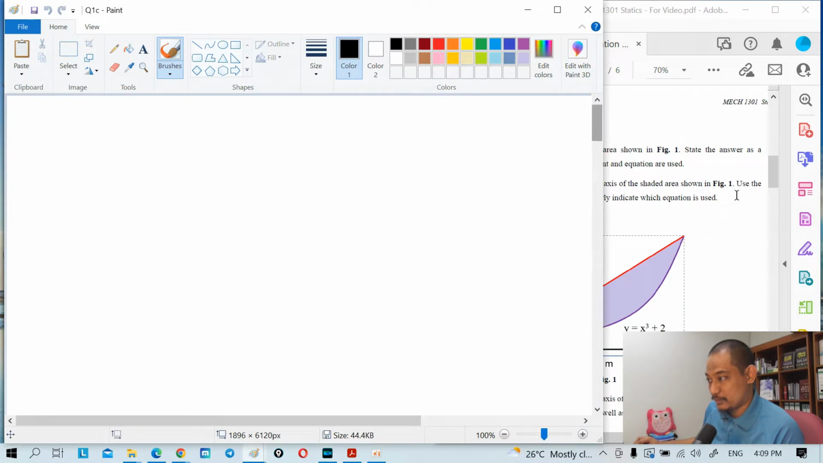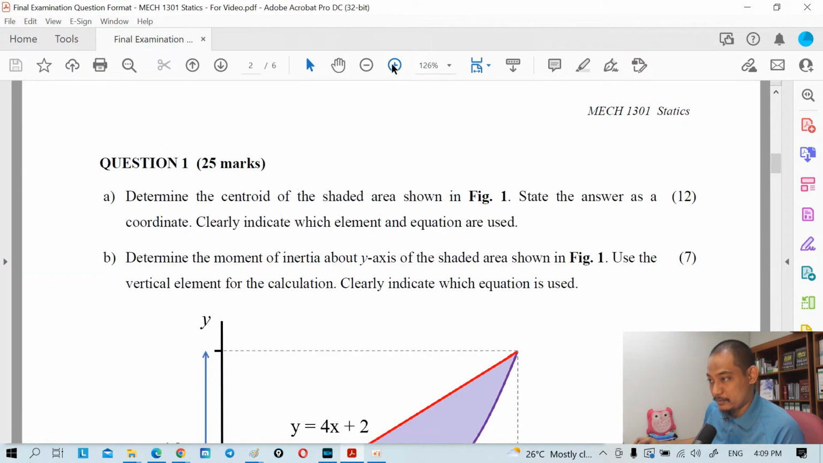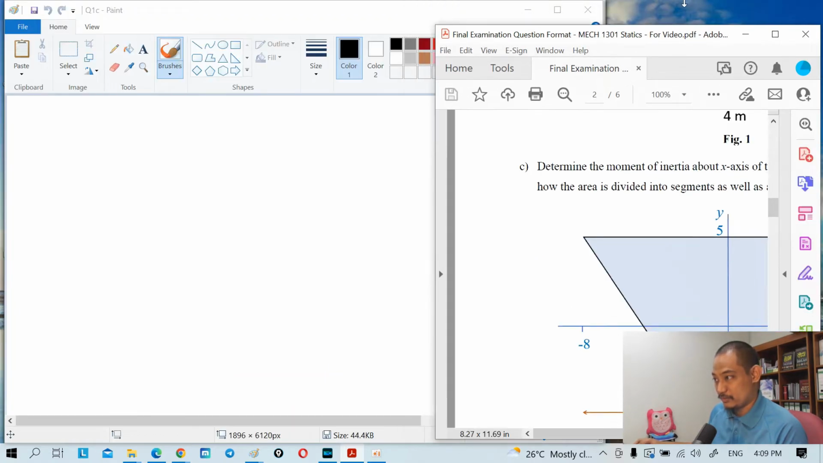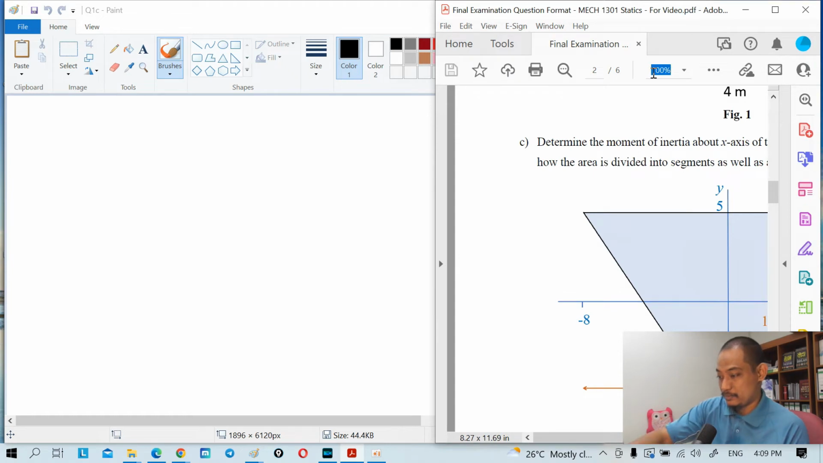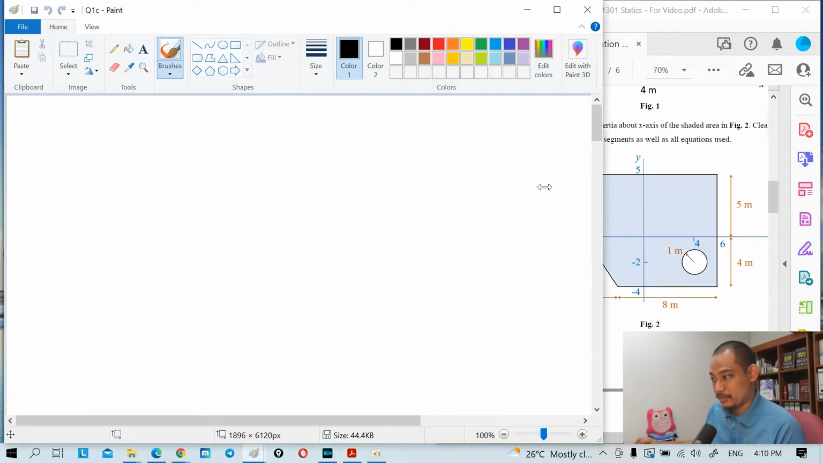so question 1c. So let's take a look at question 1c. Determine the moment of inertia of the shaded area. So we have a combination of shapes, so you have to divide and then solve, right? So let's do this.